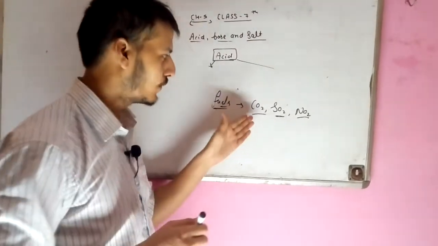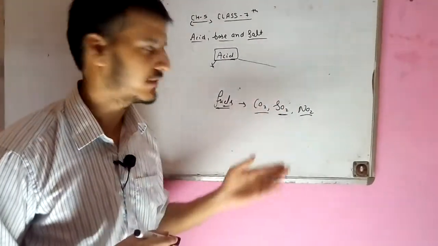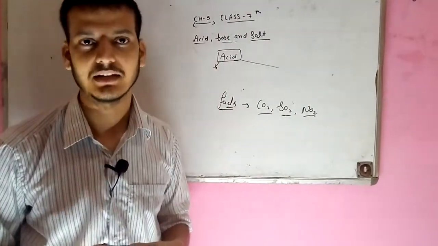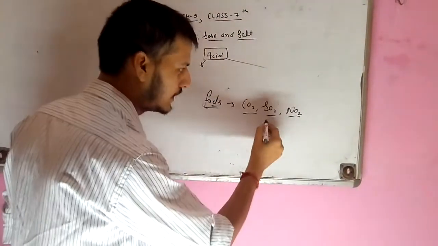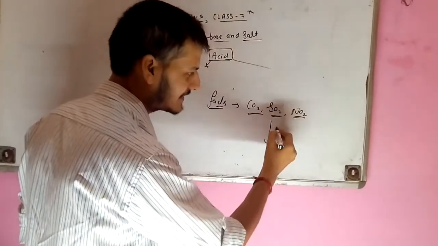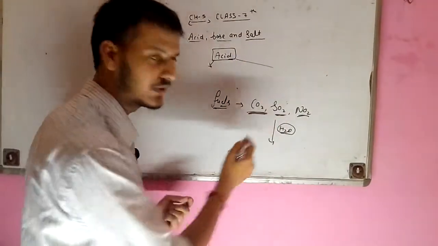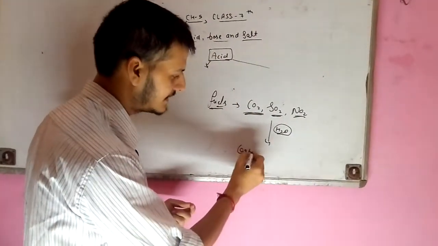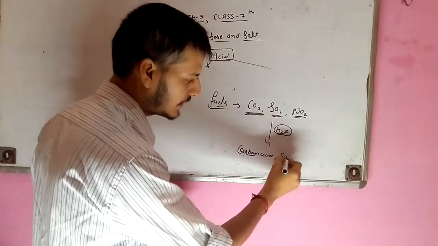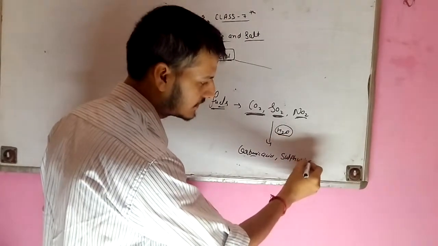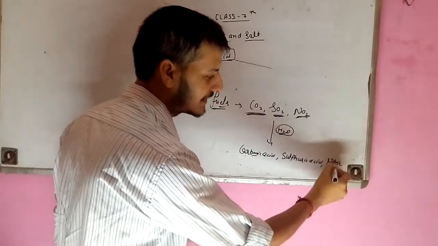When these gases enter the atmosphere, they are definitely absorbed by the clouds, and clouds have small tiny droplets. These tiny droplets react with these gases, like the H2O molecules present in the clouds. Carbon dioxide will form carbonic acid, sulfur dioxide will form sulfuric acid, and similarly nitrogen dioxide will form nitric acid.